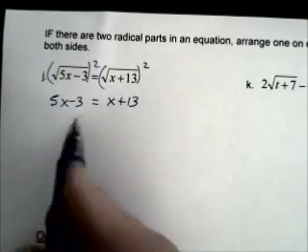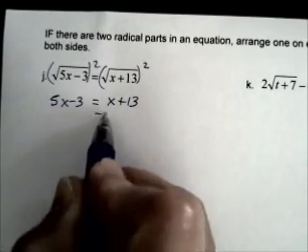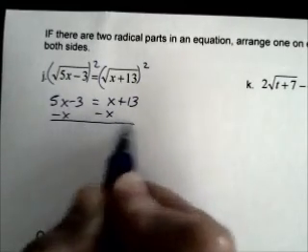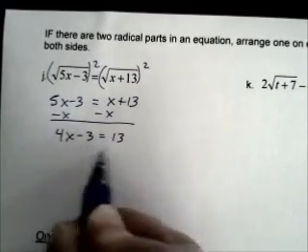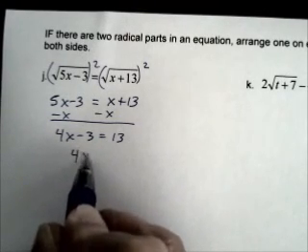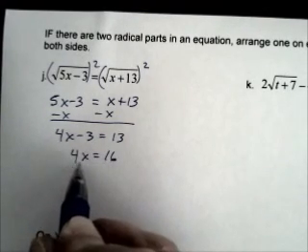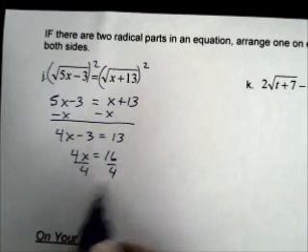Well, this is nice. We don't have a quadratic, it's just a linear, so I'll subtract x from both sides. 4x minus 3 equals 13. Add 3 to both sides. 4x equals 16, and divide by 4. x equals 4.